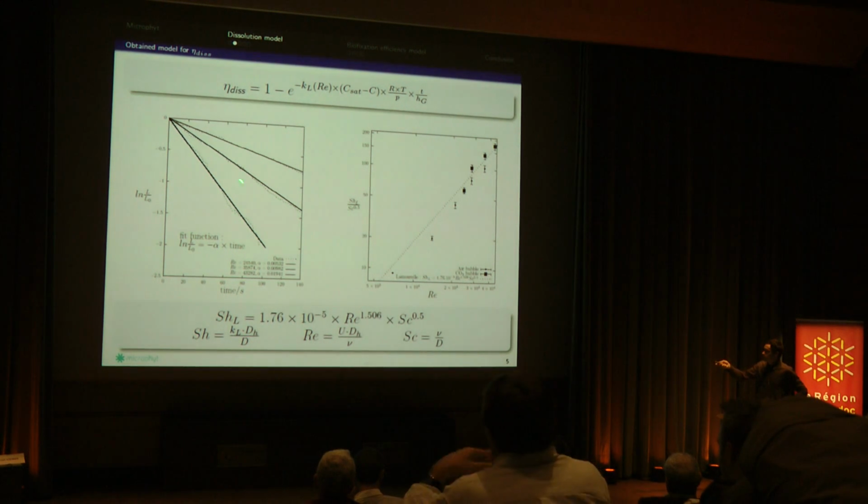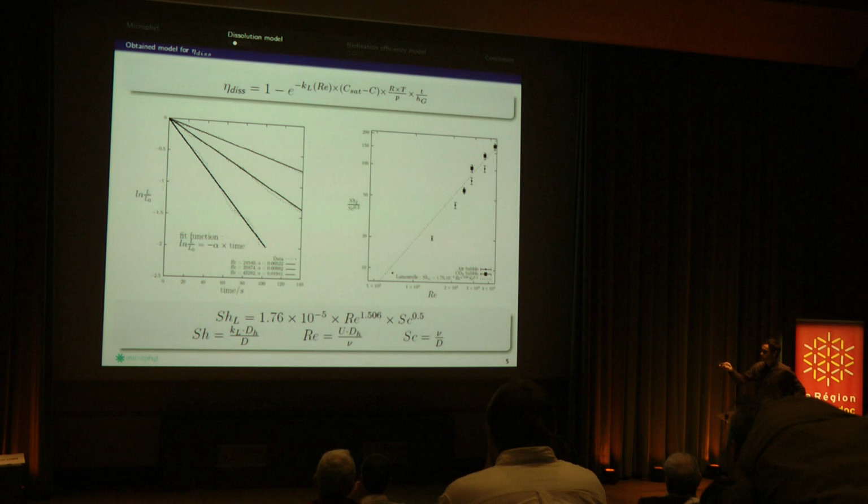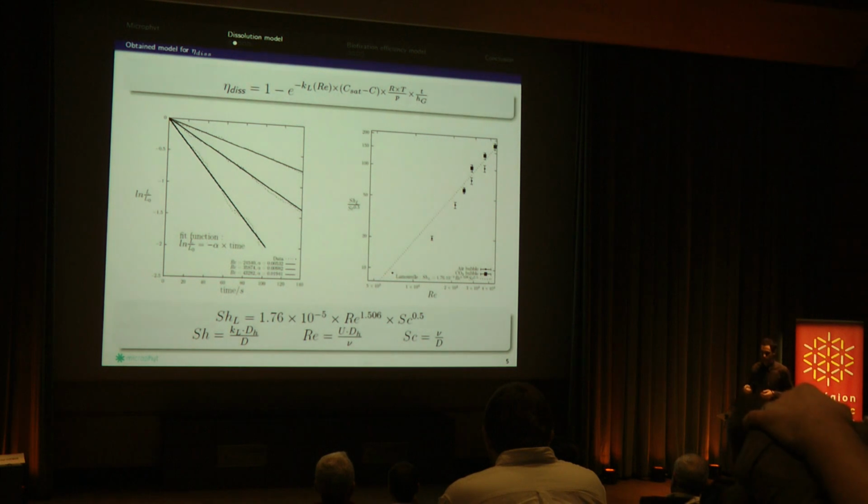So as you can see here, we obtain different slopes for different Reynolds numbers. And those slopes are related to the mass transfer coefficient that we can estimate and plot here in dimensionless form. The mass transfer coefficient is expressed using the Sherwood number, and we plot it as a function of the Reynolds number, which takes into account turbulence, and as a function of the Schmidt number, which takes into account the nature of the gas.